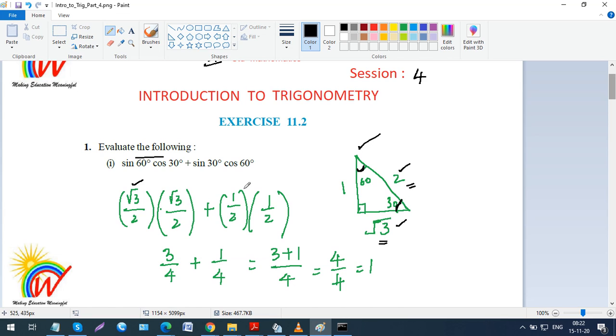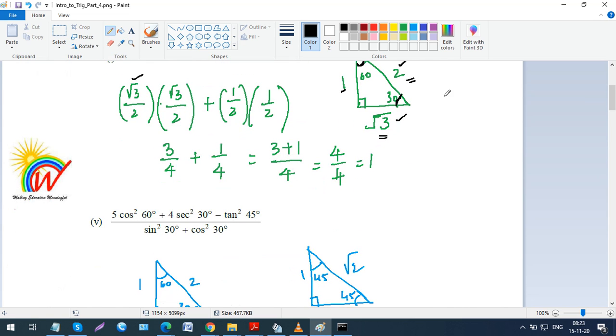Plus, again, sine 30: you look at the opposite and hypotenuse for sine, so it's 1 over 2, and cos 60 is adjacent over hypotenuse for the 60 degrees, so that equals 1 over 2. So this is what you write. You look at the triangle and write it, or if you remember them, you can write that also.